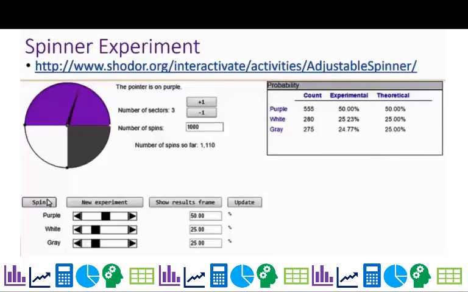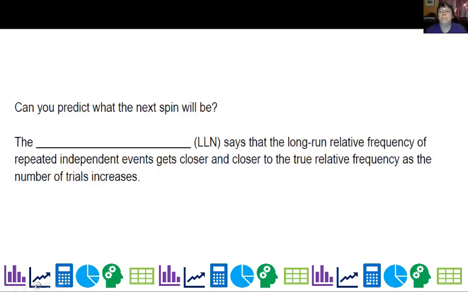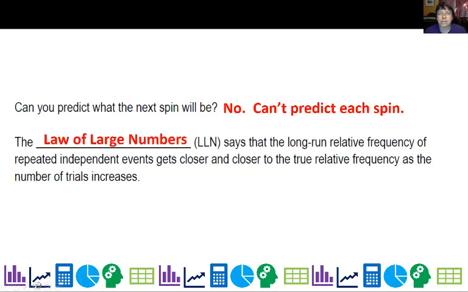So the point is, when you're looking at individual events, probability is great, but it's not going to tell you for sure what's going to happen. It will give you a very good rough idea of what will happen in the long term if things are behaving as they should. So, can you predict what the next spin will be using probability? No, you cannot predict individual spins. But the law of large numbers says that the long-run relative frequency of repeated independent events gets closer and closer to what we think it should be like. So closer and closer to the theoretical.